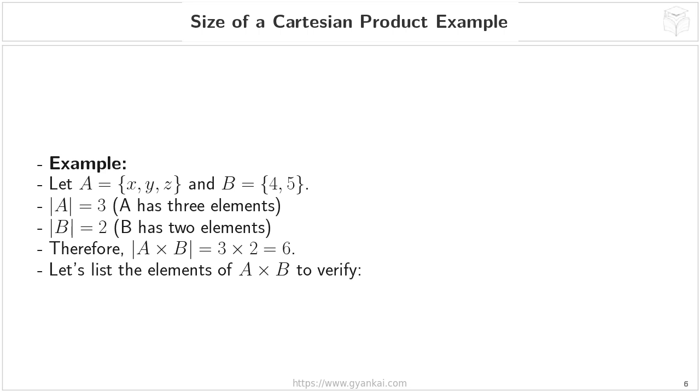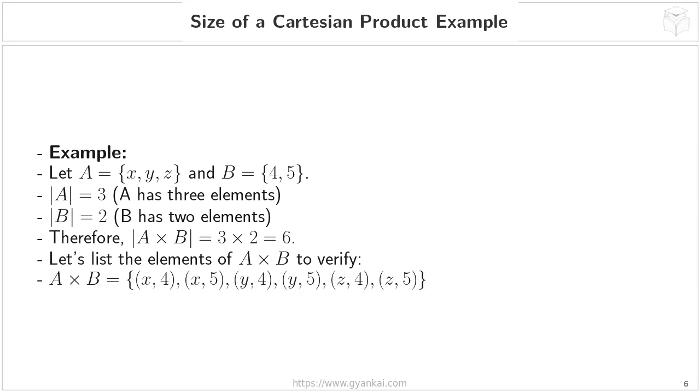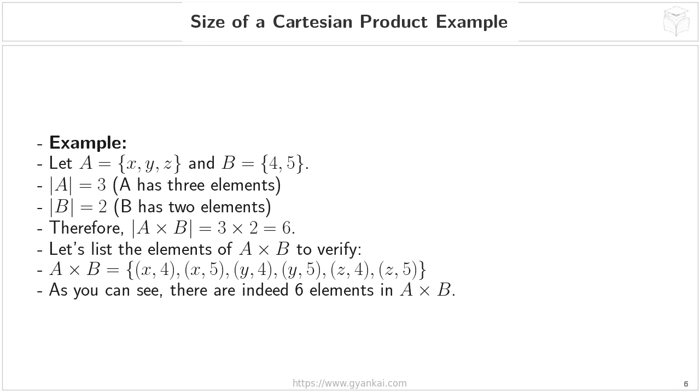Let's actually list out the elements of A times B to verify this. Remember, the Cartesian product consists of all possible ordered pairs where the first element comes from A and the second element comes from B. So we have (x, 4), (x, 5), (y, 4), (y, 5), (z, 4), and (z, 5). If you count these up, you'll see that there are indeed 6 ordered pairs. This confirms our calculation. The size of A times B is 6, matching what we predicted using the formula. This example reinforces the idea that knowing the sizes of the individual sets allows us to quickly determine the size of their Cartesian product.